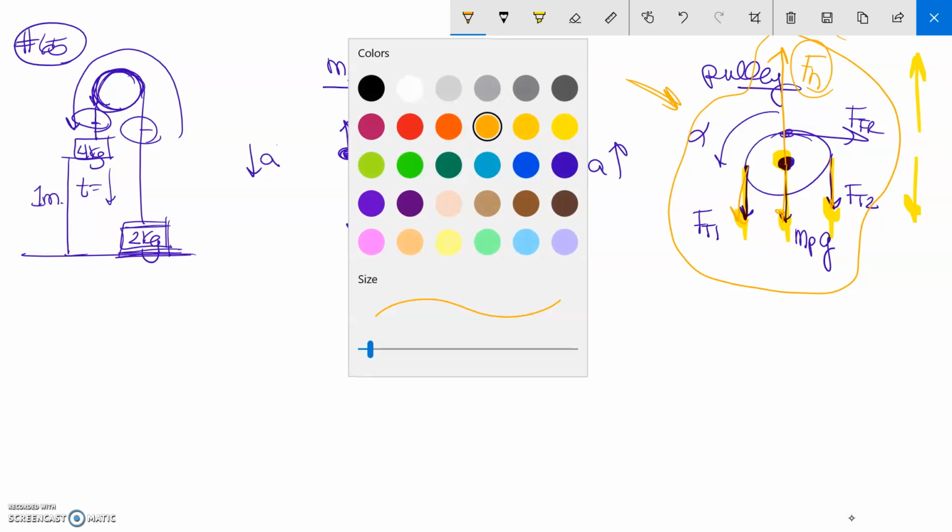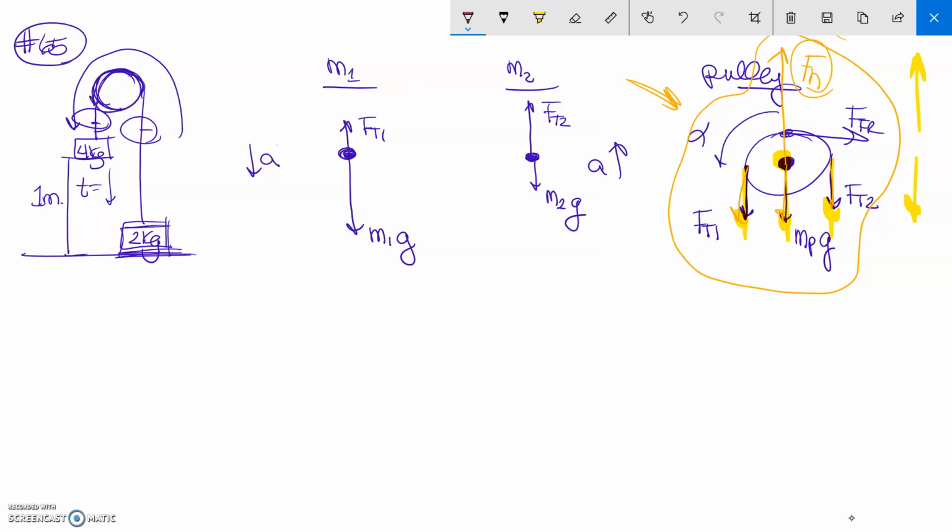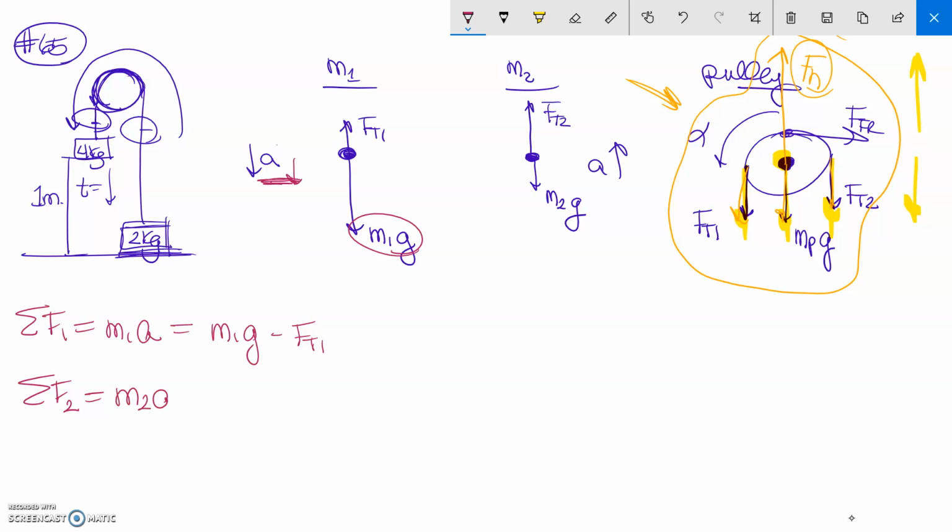Okay, so we're going to write down our Newton's laws equations. So I have the net force of 1. So that's mass 1 times the acceleration. Acceleration is going positive this way, so this is the positive force. m1g minus Ft1. Okay? Net force of 2, which is m2 times a, and that equals, this is the positive direction, so this is the positive force, Ft2 minus m2g.